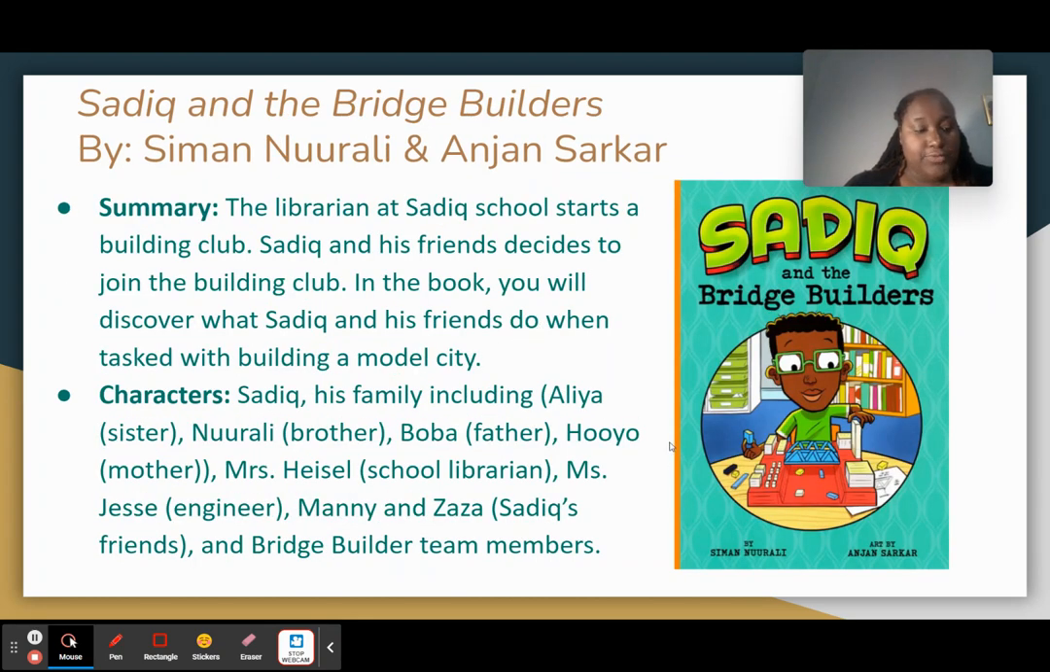Now we're on the fourth one. We have Sadiq and the Bridge Builder. Again, the author is Saman Nurali and Ajan Sakar. The summary for this is the librarian at Sadiq's school starts a building club. Sadiq and his friends decide to join the building club. In this book, you will discover what Sadiq and his friends do when tasked with building a model city.